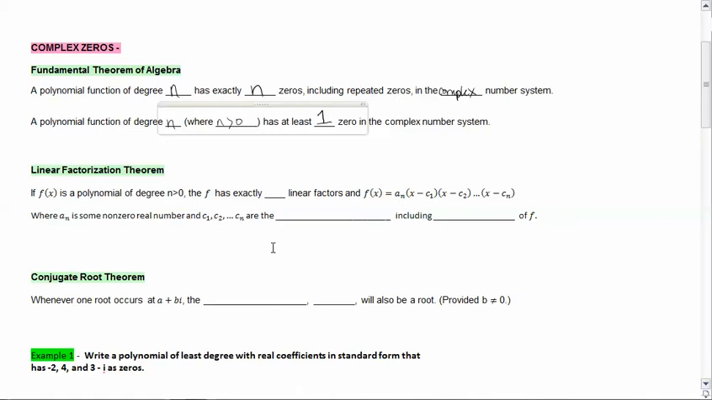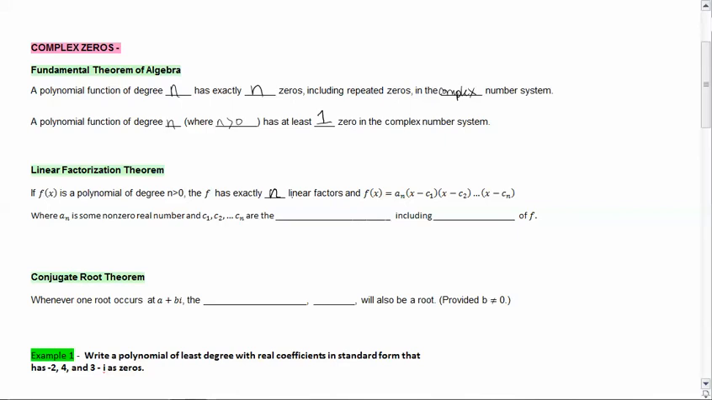So if f of x is a polynomial of degree n greater than 0, then f has exactly n linear factors. What are linear factors? That's this x minus c1, x minus c2. So for f of x, a polynomial of degree n greater than 0, f has exactly n linear factors. So we're going to end up with an equation that is some constant, a sub n, times x minus c1, that's your first linear factor, x minus c2, that's your second linear factor, multiplied all the way until x minus c sub n. So that last term is your nth linear factor.